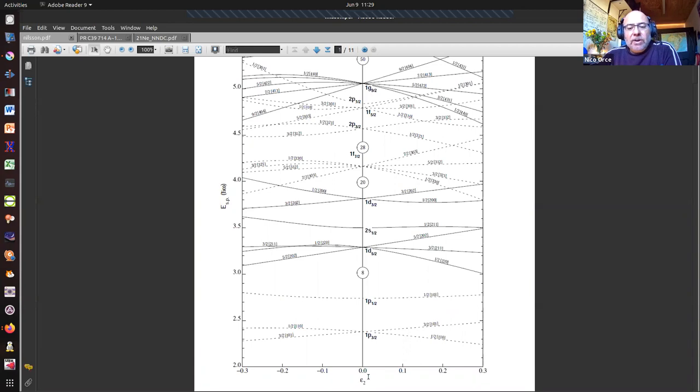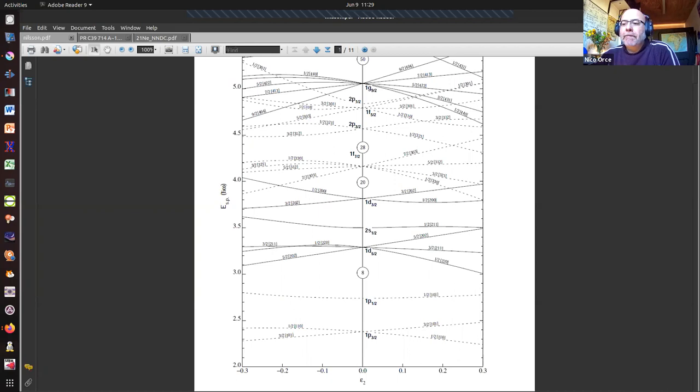Basically what I want to say here is that this is 0s 1/2 at the bottom. Then you have the P 3/2, the P 1/2. Then you have the D 5/2. If you look at this vertical line, it is the same thing as we have for the spherical nucleus, right? And this is how the Nilsson model is fitted to data. So we can reproduce these magic numbers, and actually the levels predicted by the spherical shell model.